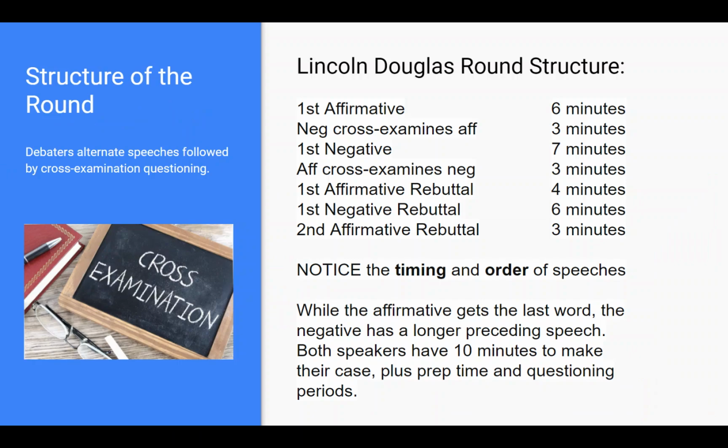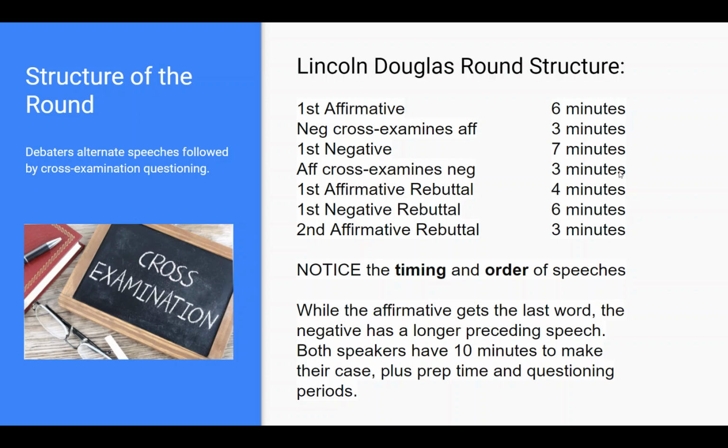The structure of the round is as follows. So the first speaker is always the affirmative, and they have 6 minutes to lay out their speech and basically provide you with their opening arguments. The negative then has a chance to question the affirmative for 3 minutes. Then the negative has the opportunity to present their case and then rebut the affirmative's case.